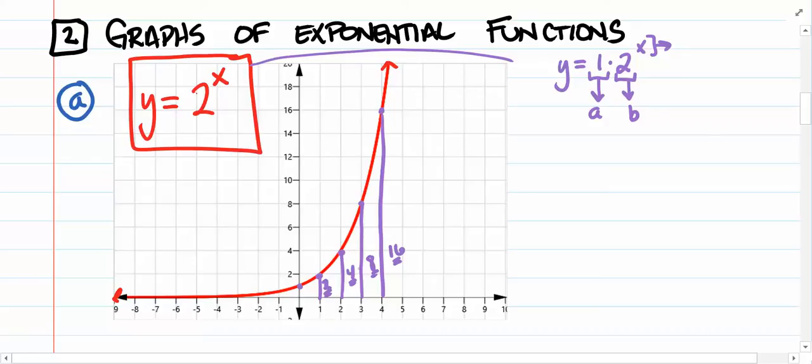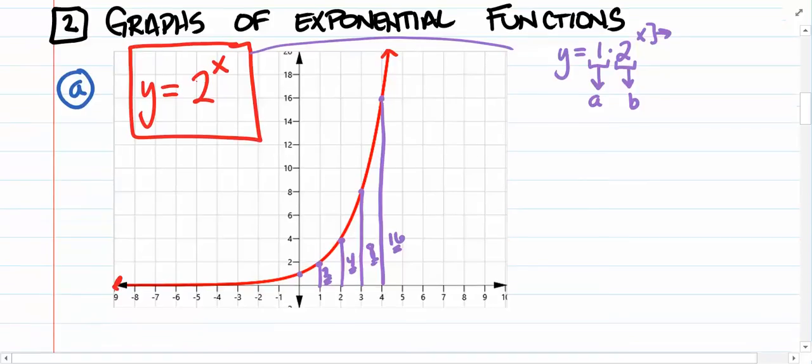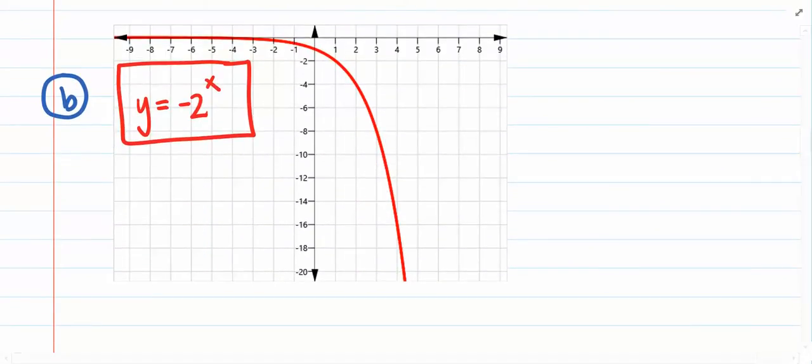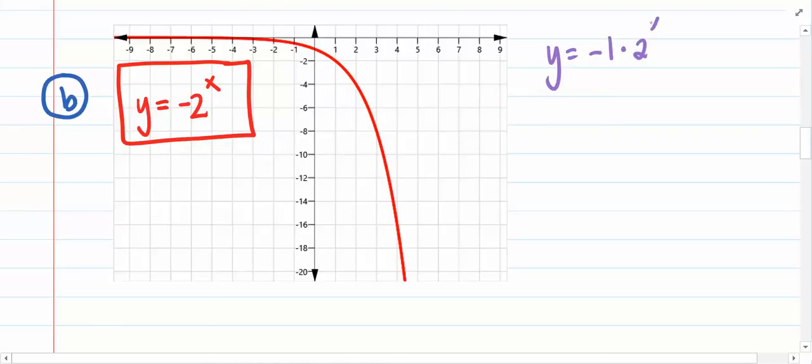Okay, so this is the example of 2 to the x. I have a couple more. This is the example of negative 2 to the x. I want you to keep in mind that that can be rewritten as y equals negative 1 times 2 to the x power.